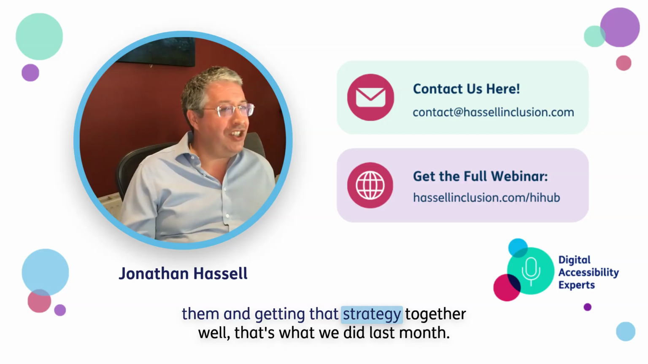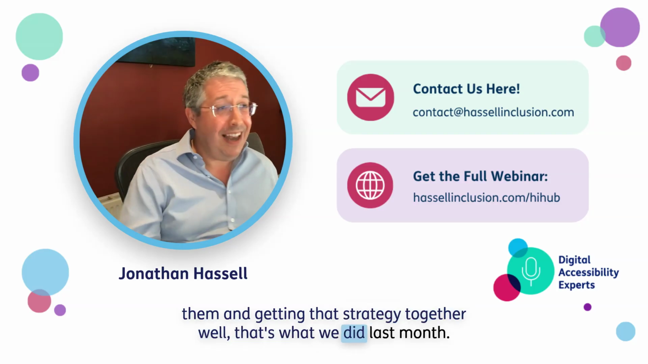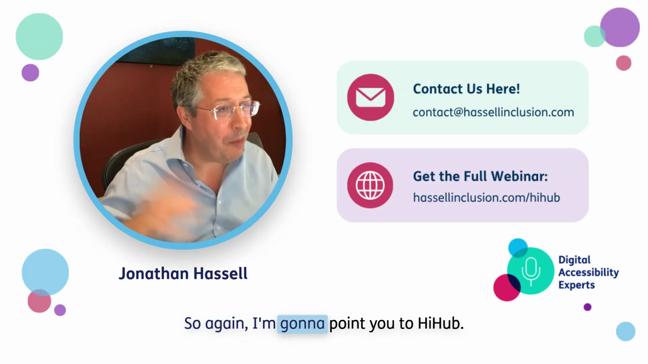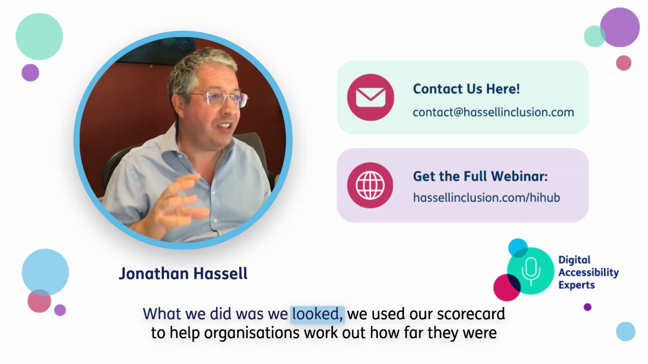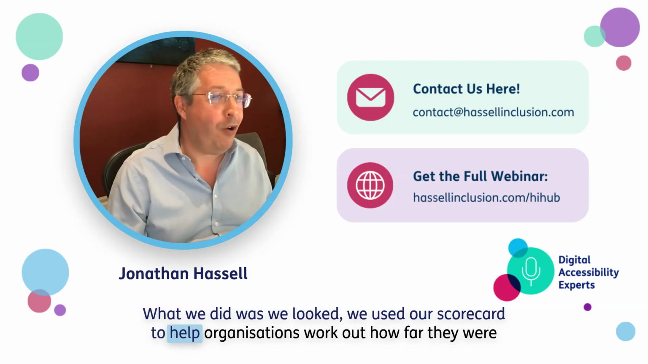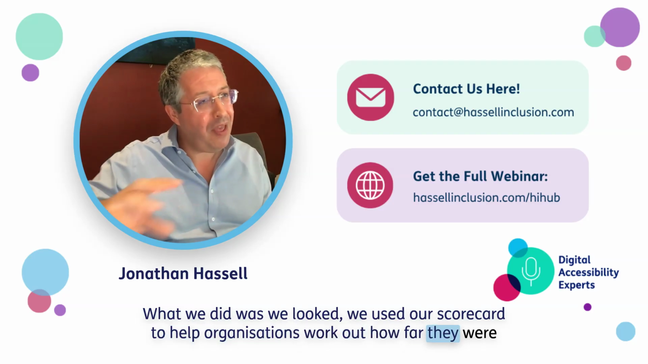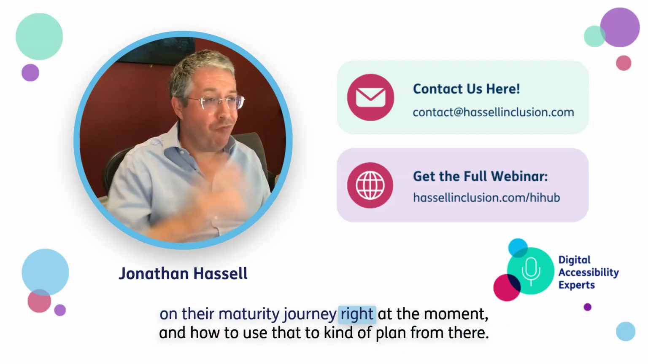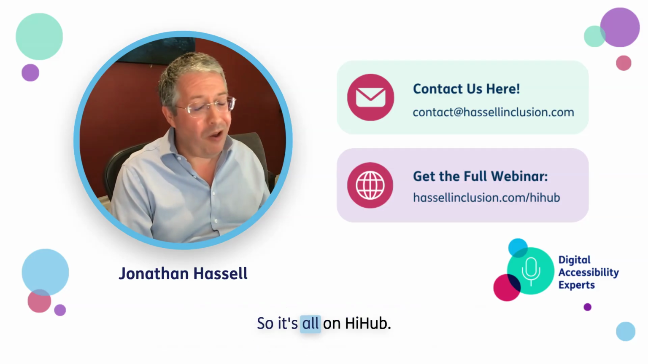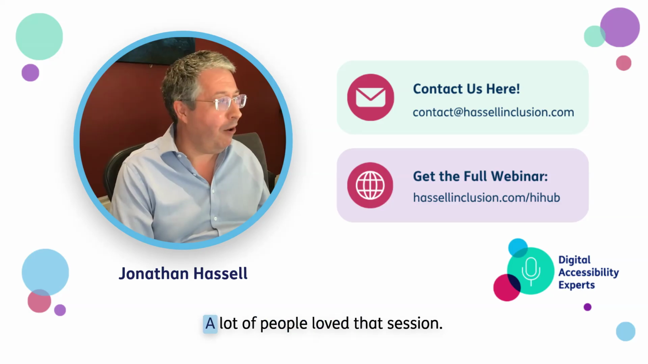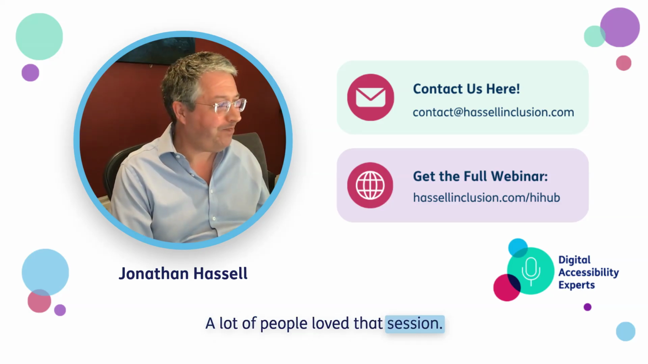And getting that strategy together, well, that's what we did last month. So again, I'm going to point you to HiHub. The video is there. What we did was we used our scorecard to help organizations work out how far along they were on their maturity journey right at the moment and how to use that to plan from there. So it's all on HiHub. Go grab it. A lot of people love that session.